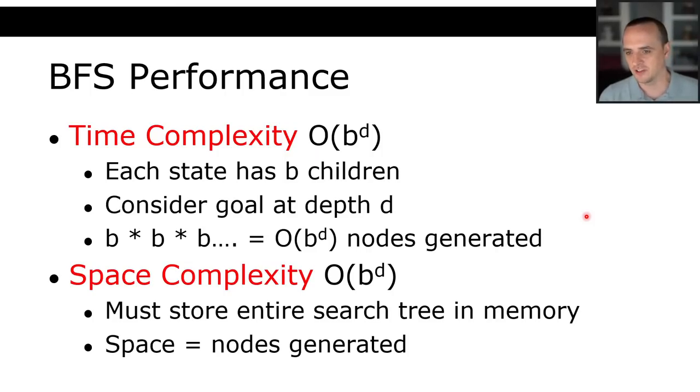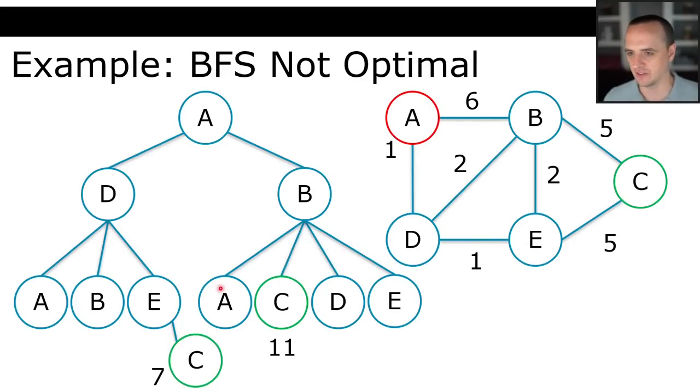The space complexity is also B to the power of D because we have to store the entire tree in memory, unfortunately. As we are generating the tree like this, we have to store the entire previous depth, right? So we have to basically store the entire tree.